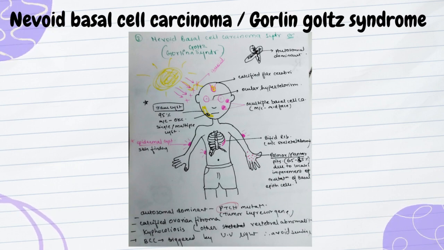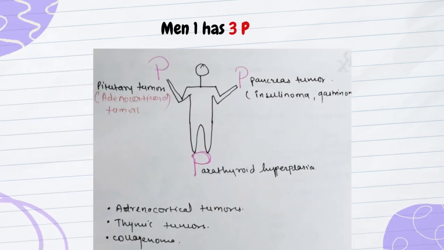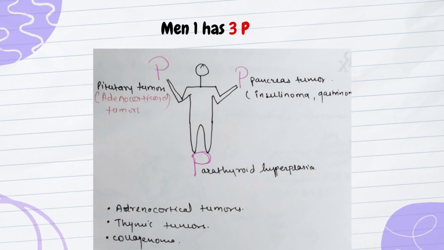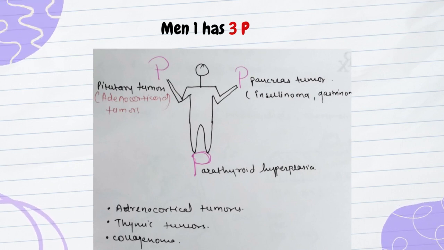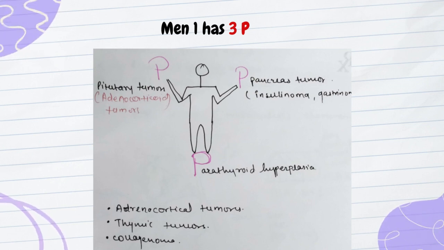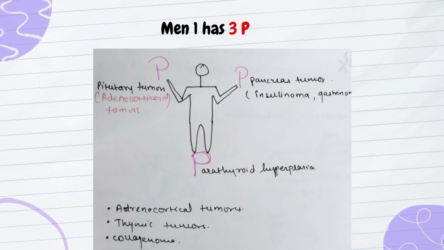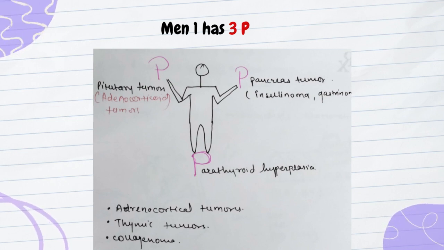So now we will see MEN 1. MEN 1. Now you can remember a man standing here, and imagine his two hands. In one hand he has one pea, in the second hand he has a second pea, and he is standing on a big pea. So remember, MEN 1 has three P's.